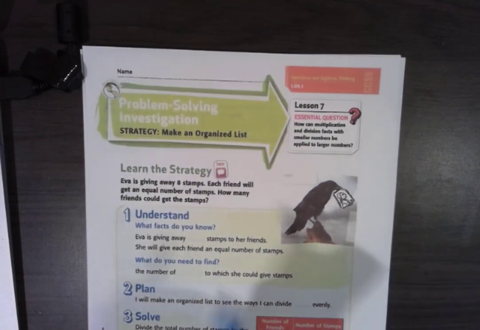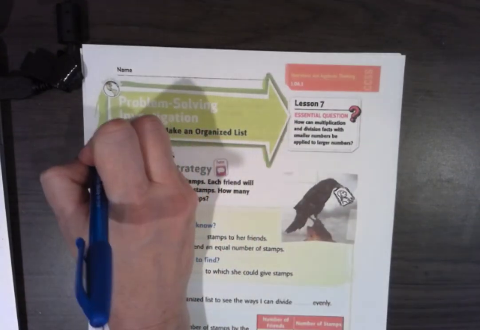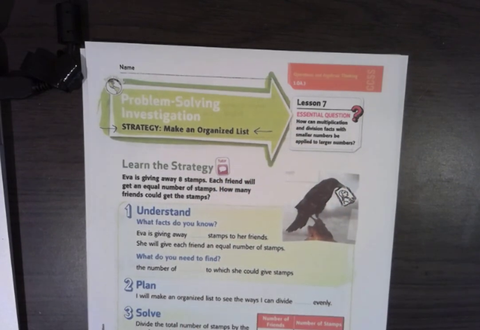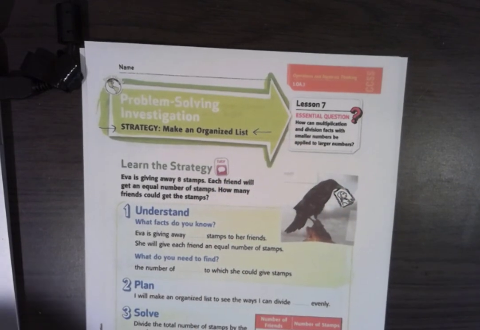So our strategy here is called make an organized list. That seems easy enough. I mean, our parents make lists when they go to the store, so certainly this seems like something that we can handle. And boys and girls, I know that you can do this. So first, let's take a look at learn the strategy.